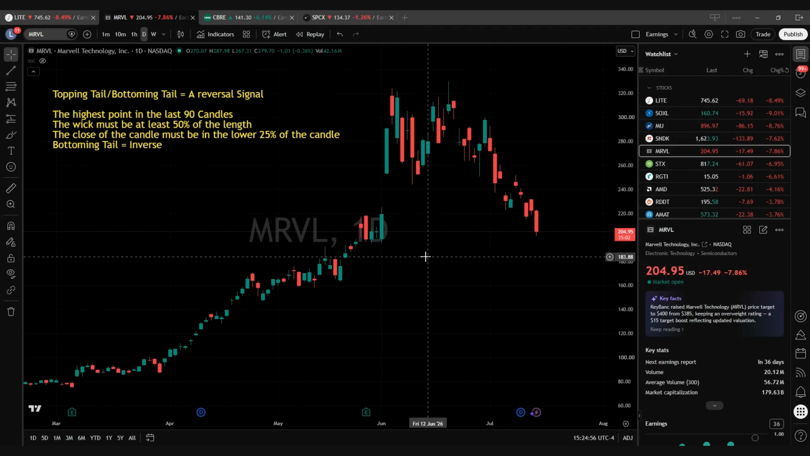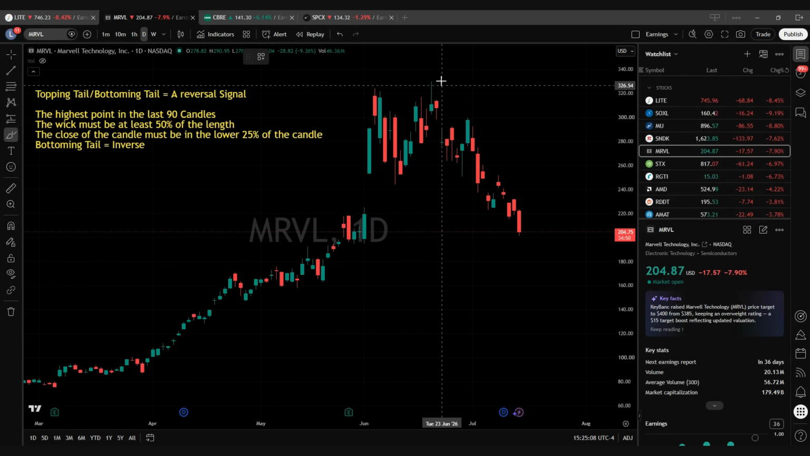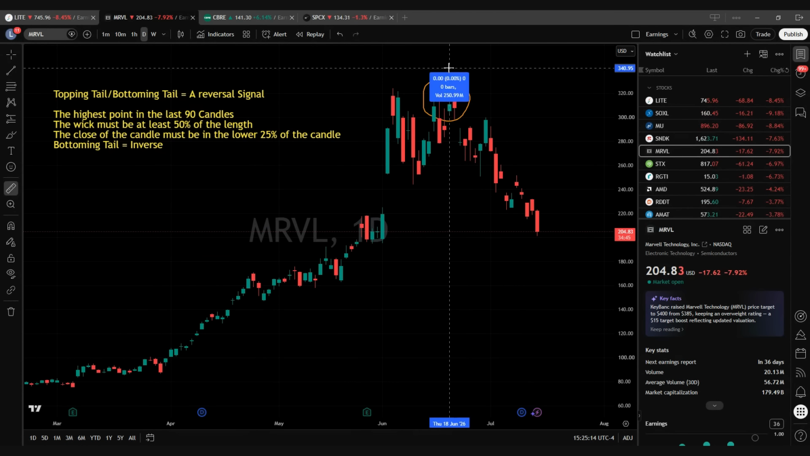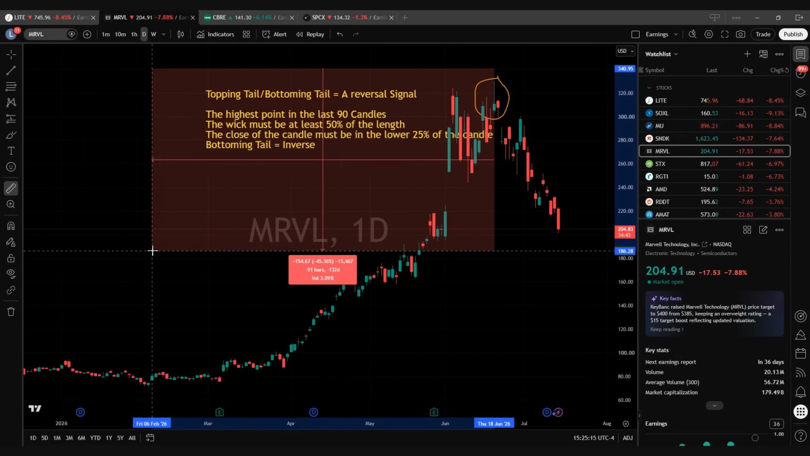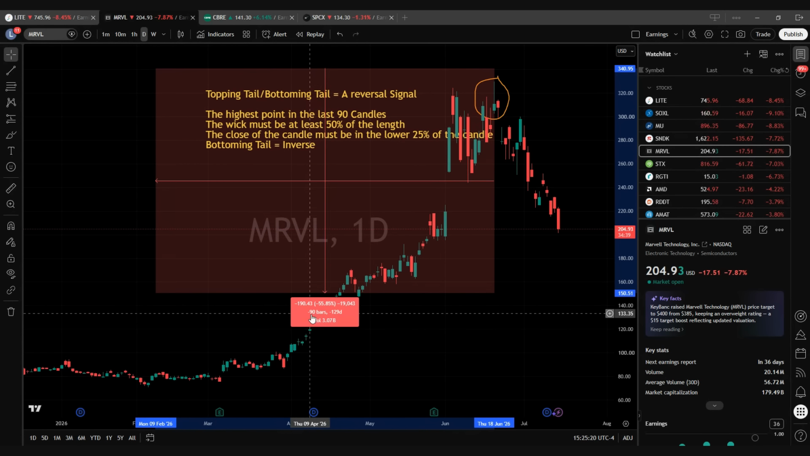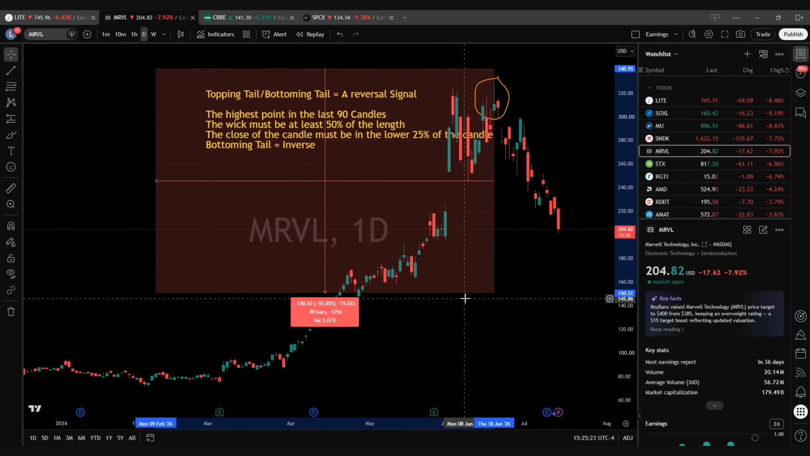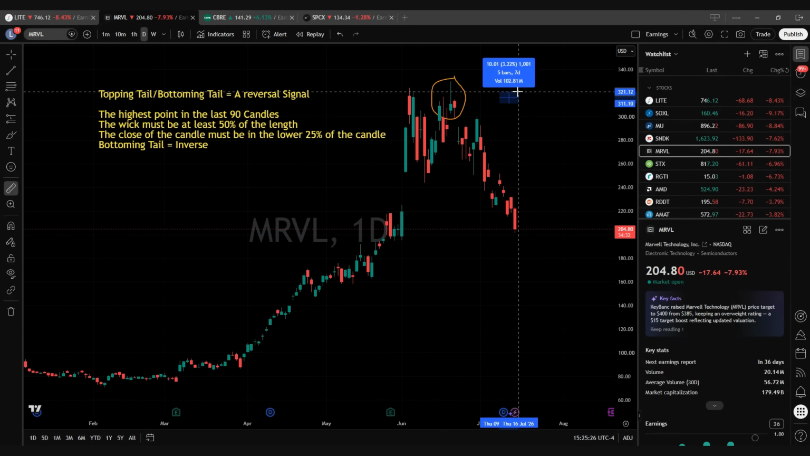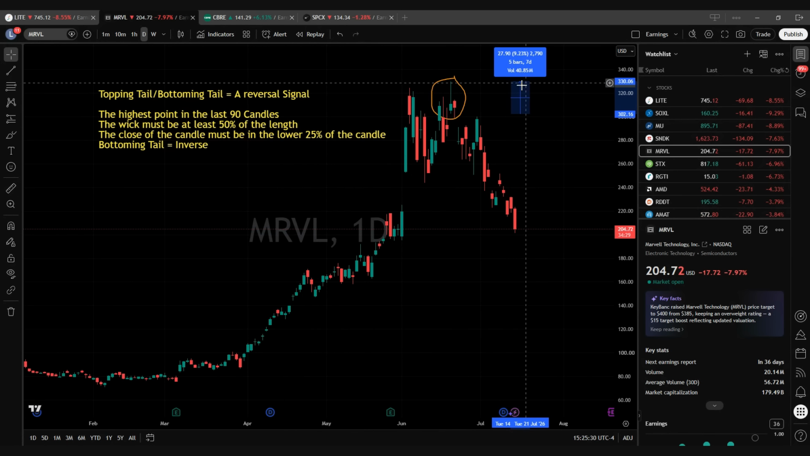You can pause it, test it yourself. Where do you see the topping tail? In this case, you would have one right here. Why is that? It's the highest point in the last 90 candles. Let's go through our checklist. Highest point in the last 90 candles. You can see my candle count right here. Secondly, the wick is at least 50% of the entire candle length.